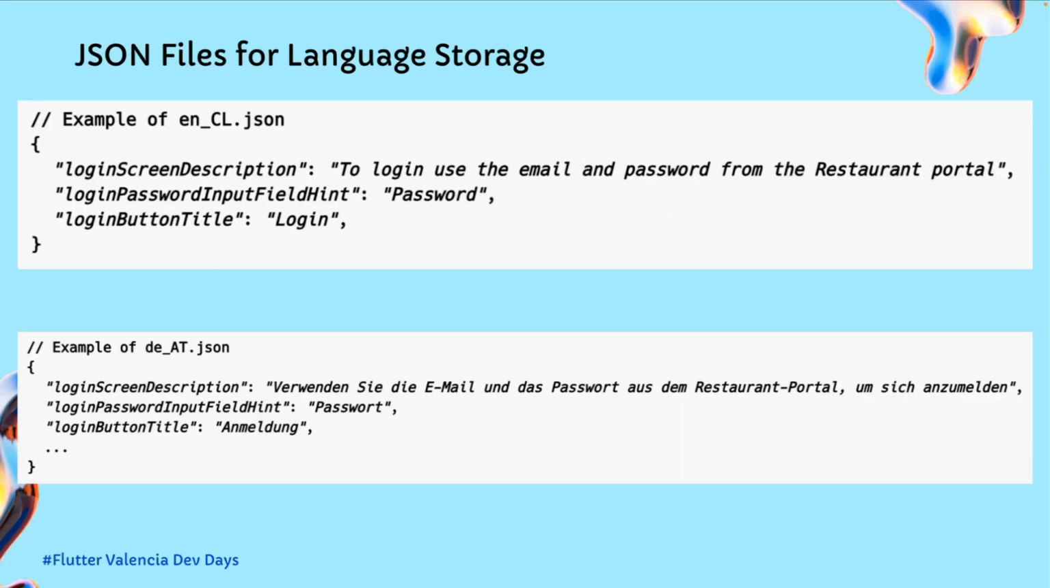Then each language had its own JSON file, which was simple, key-value pair combinations, where the key represented the text that was a string in the app, and the value was its translation. So these keys were what we needed to be localized in the different languages and the different regions. In this slide, we can see EN_CL, which would be English for Chile, and here DE_AT, which would be German for Austria. This structure allowed us to support multiple languages and multiple translations in a very structured way.